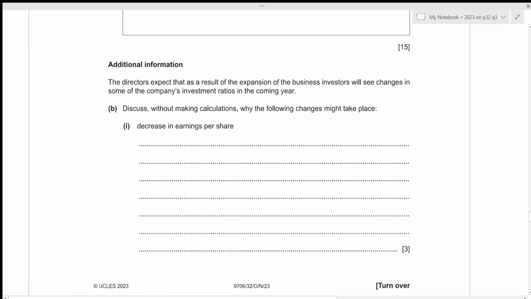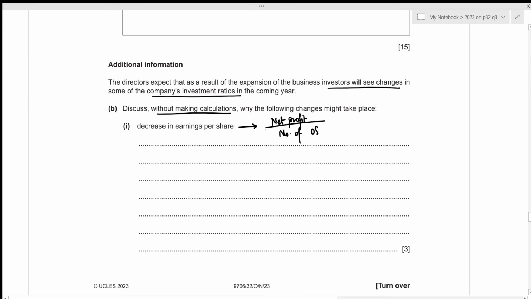Now we're given additional information. The directors expect that as a result of the expansion of the business, investors will see changes in some of the company's investment ratios in the coming year. Discuss without making calculations why the following changes might take place. Okay, we first need to consider a decrease in earnings per share. So earnings per share is just our net profit divided by the number of ordinary shares. And we need to discuss why this ratio will decrease.